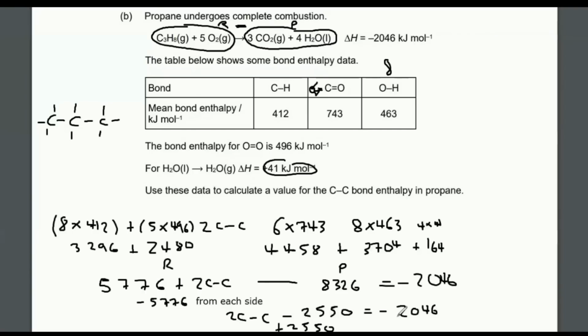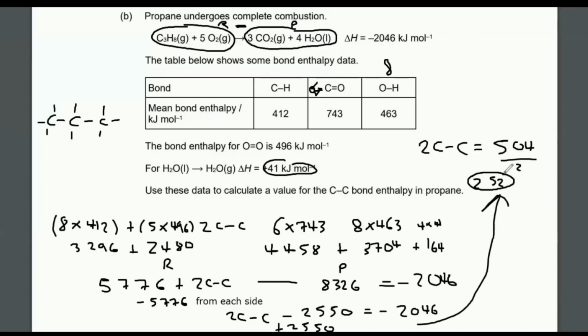If I add 2550 to each side, I'm going to get 2cc is equal to 504. So I want to find out what 1cc is, so I'm going to divide that by 2. And we're going to find that this equals 252. And that is your answer, 252. And that's the mean bond enthalpy in kilojoule per mole for the carbon-carbon bond. Hopefully you found that all right.